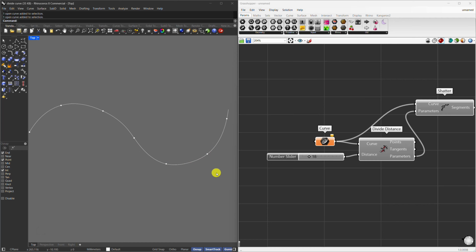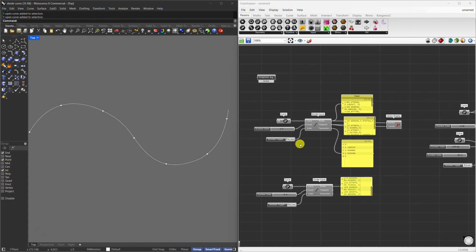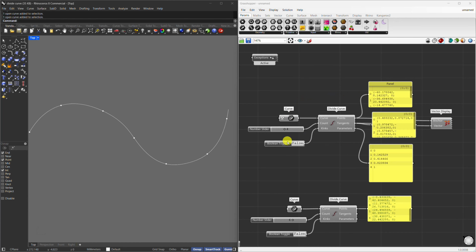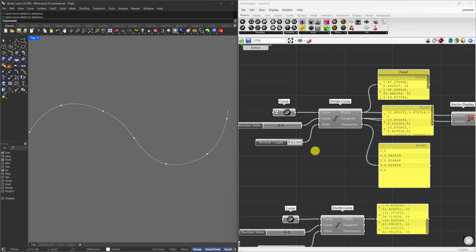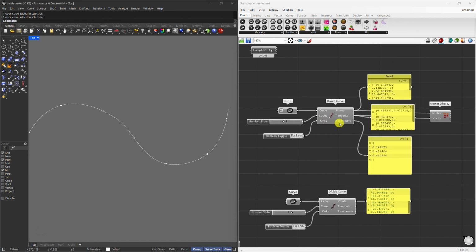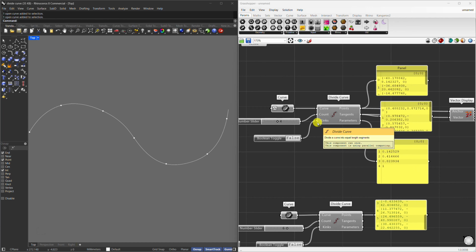Let's summarize what you have learned in this video. First we used divide curve, which is the basic. Whenever you want particular segments, we will use divide curve. In that, we saw about kinks. When your curve has edges, it will be helpful. Otherwise, we don't need to worry about the kinks.